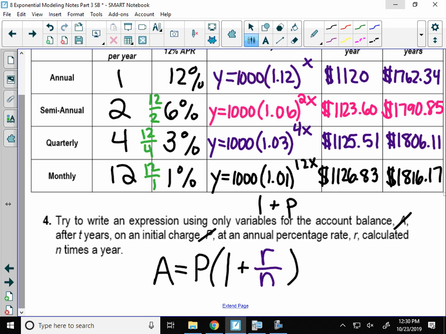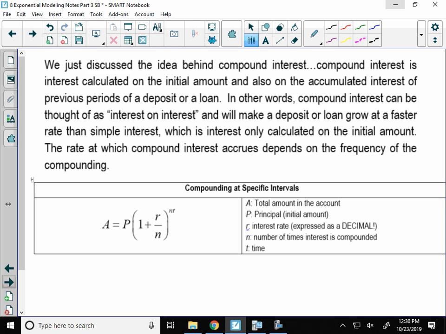We need an exponent. We know that T is going to go for time in my exponent, but I'm missing something. What else do I have to make sure is in my exponent here? The N, the number of times a year you're taking interest. That's your new formula. You can flip the page if you want. That's the formula for taking compound interest on a set number of times. N times T. NT.